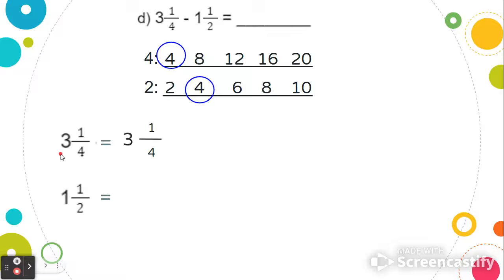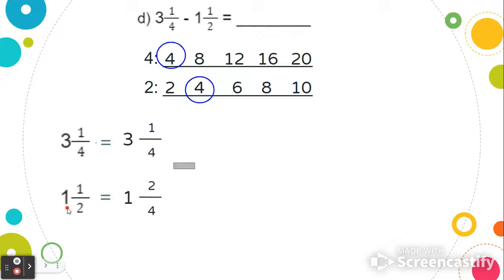With 1 and 1/2, we can rewrite this as fourths. We say, what do we multiply by 2 to get to 4? Well, 2 times 2 equals 4, so let's multiply by 2 on the top. 1 times 2 is 2. We'll keep the whole number 1 in the front the same.